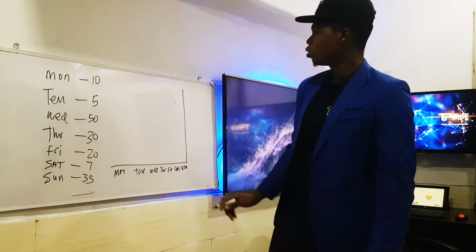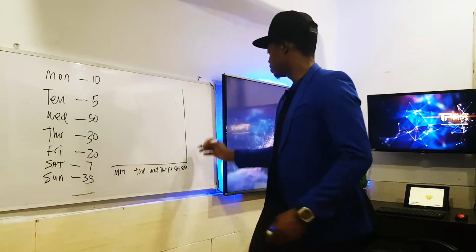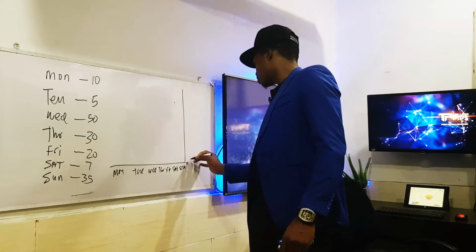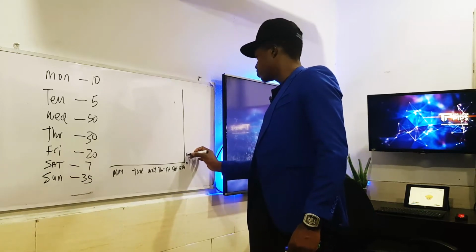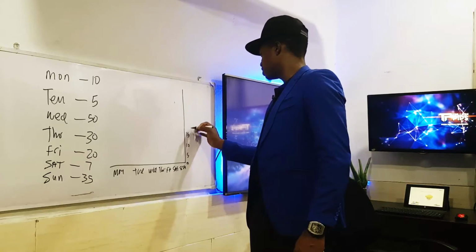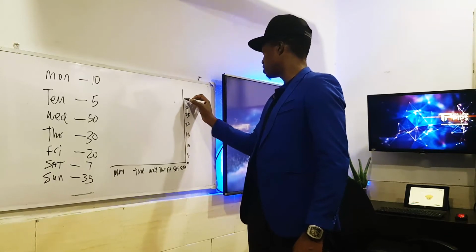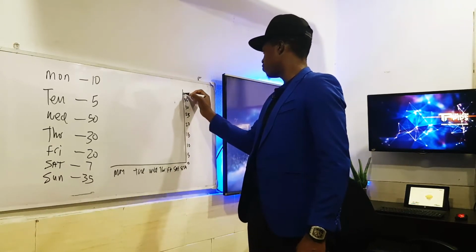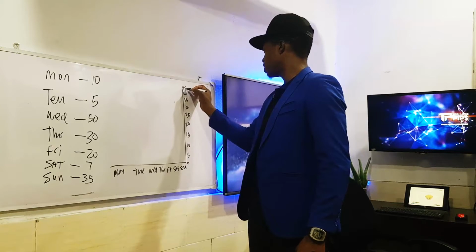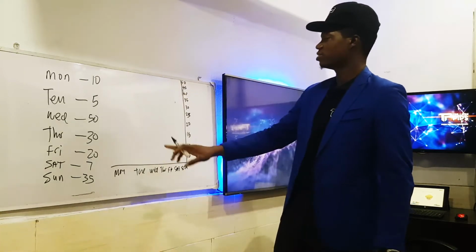All right. So what you just do is plot the values. On this side, we'll have price starting from 0. Let's give it 5 increment. 5, 10, 15, 20, 25, 30, 35, 40, 45, 50. I think the highest price we have here is 50.